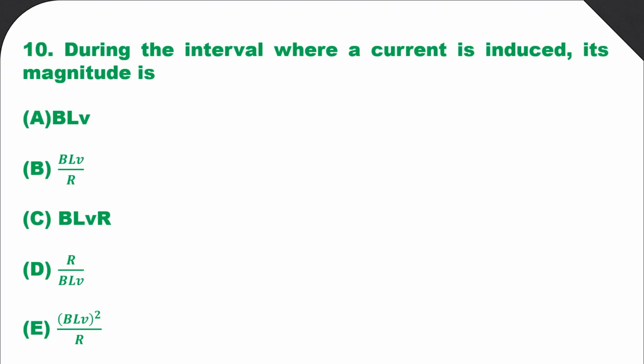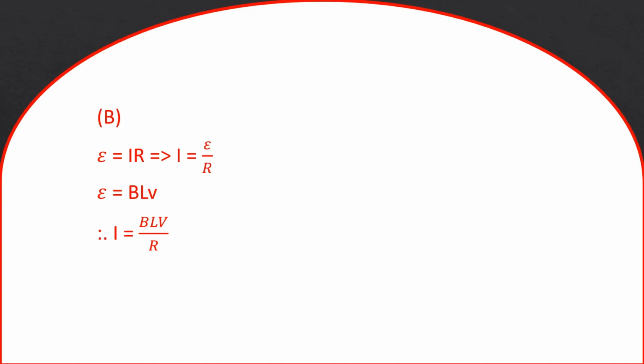Now we have the induced EMF equals IR, where E is the EMF, I is the current, and R is the resistance. Relating it to the magnetic field, we can say E equals BLv, where B is the magnetic field and v is the velocity. Rearranging Ohm's law adapted for EMF to solve for the current, E equals IR becomes I equals E over R. If you substitute for E from the motional EMF formula, and don't forget E is BLv, we have I equals BLv over R. So option B is the correct answer.